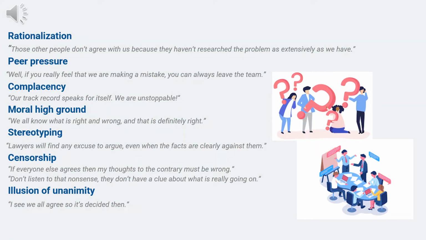First of all, rationalization is when team members convince themselves that, despite evidence to the contrary, the decision or alternative being presented is the best one. Peer pressure occurs when a team member expresses an opposing opinion or questions the rationale behind a decision. The rest of the team members work together to pressure or penalize that person into compliance.